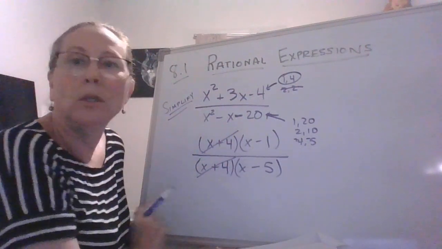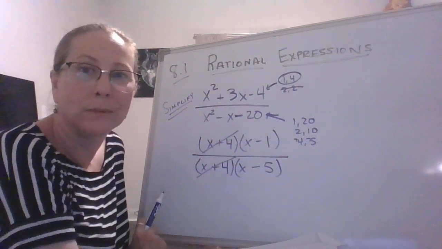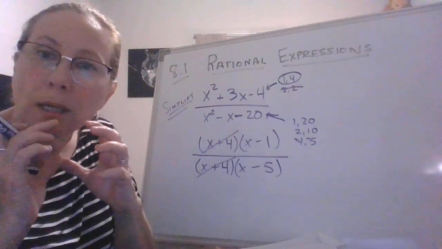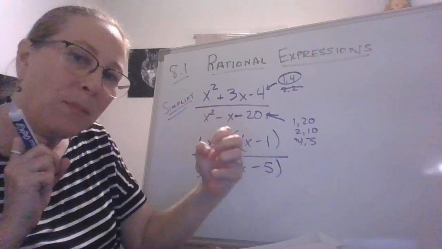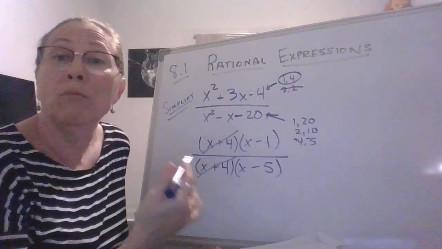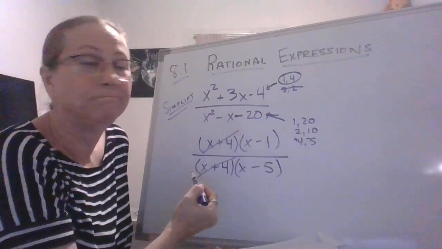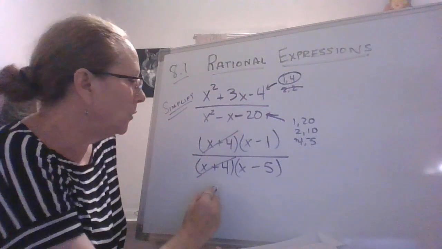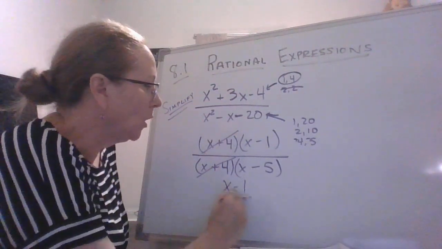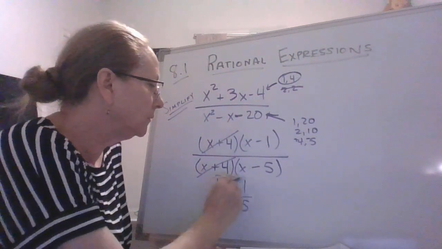These don't cancel. You can never cancel this x and this x. The reason is because the expression is a unit, it's a factor itself. So you can't separate or pull that apart. A factor means that it's part of multiplication. These are being subtracted, not multiplied. So the x's stay together, and we end up with x minus 1 over x minus 5. And that's our final answer.